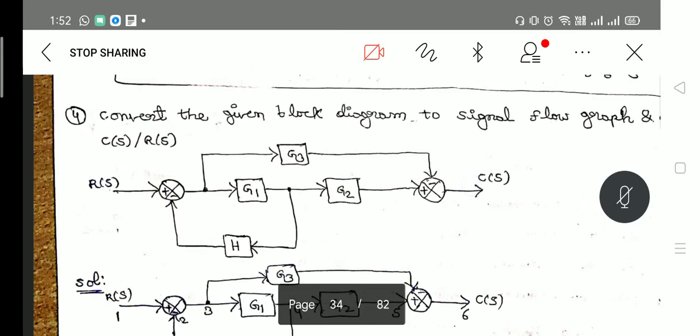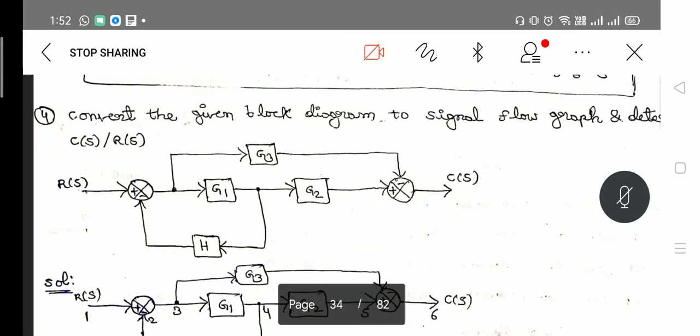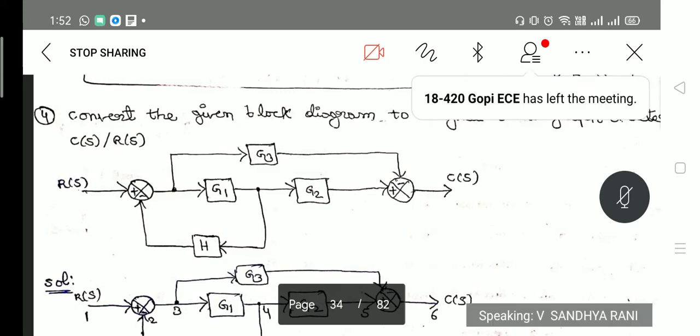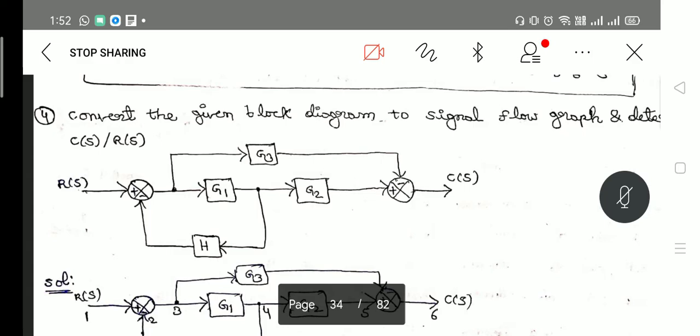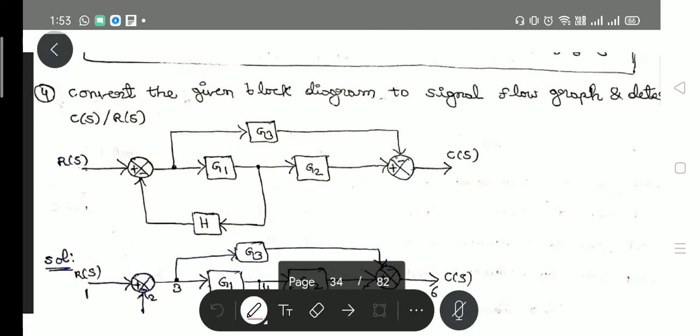Some of the times he is asking to convert the block diagram into a signal flow graph, then we can find the transfer function. First he gives the block diagram. From that block diagram we write the signal flow graph. Draw the signal flow graph.